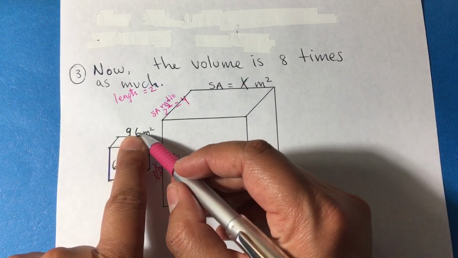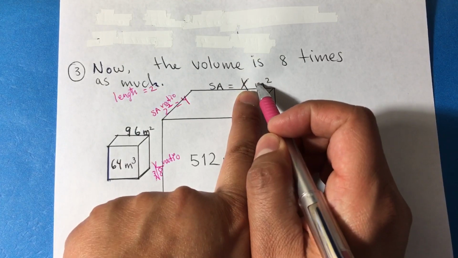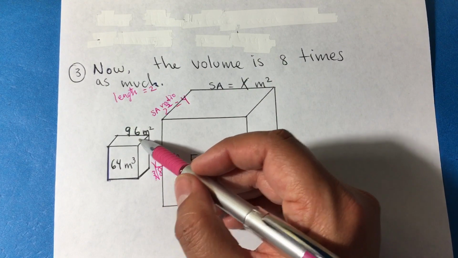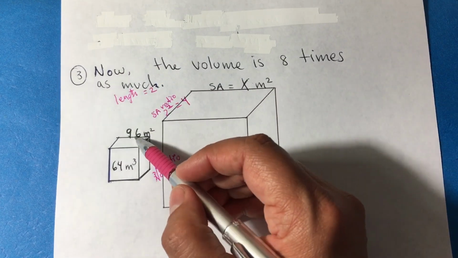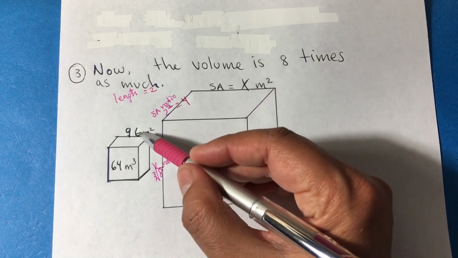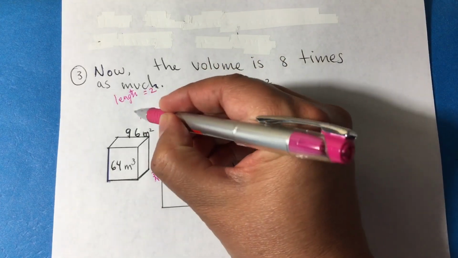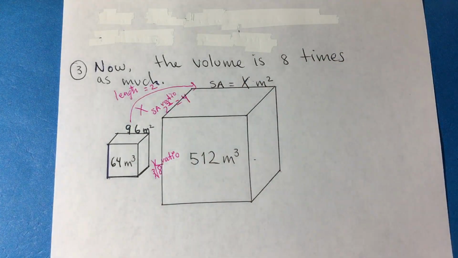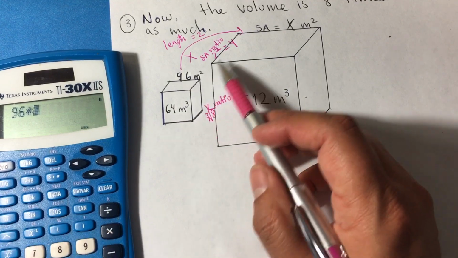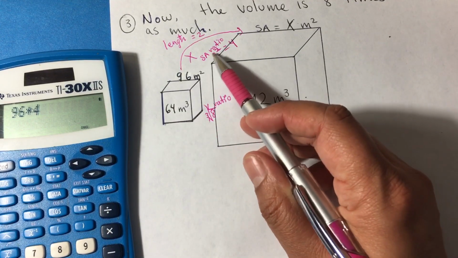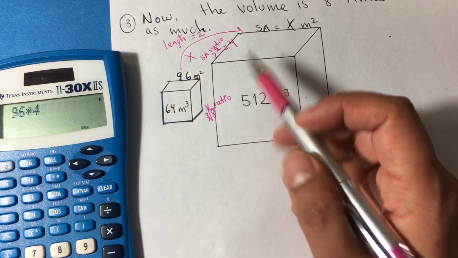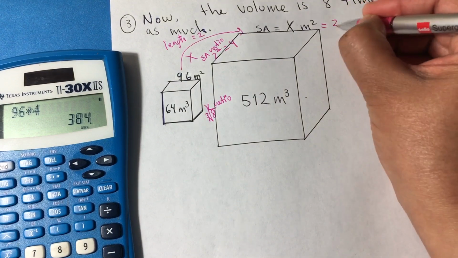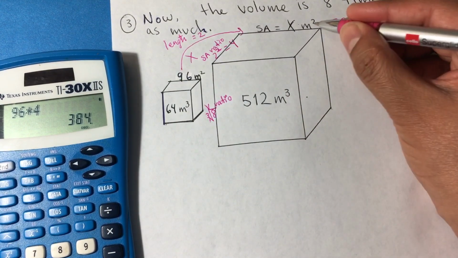Finally, if we have the small one, we multiply to get the big one. But if we have the big one and we're trying to get the small one, then we divide. From little to big, multiply. From big to small, we divide. In this case, we're going to multiply to get the bigger one. So 96 times 4, which is the surface area ratio, not the length, not the volume. We need to have the surface area ratio. And so X is equal to 384 square meters.